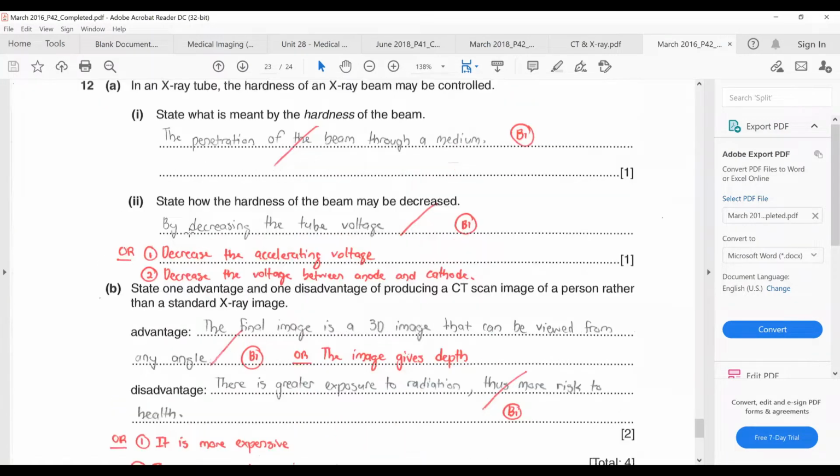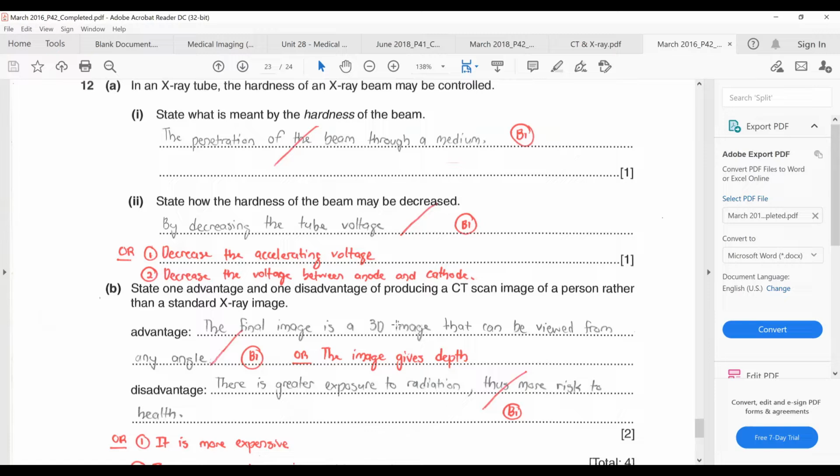Okay, now part B. Part B is talking to you about comparison between a CT scan image of a person and a standard X-ray image or normal X-ray image. So as I mentioned to you, CT scan image is actually better than your normal X-ray image or your standard X-ray image because the image is 3D. You can view it at different angles. Here the marking scheme says the image gives you that. Okay, but the disadvantage of your CT scan is that there is greater radiation exposure.